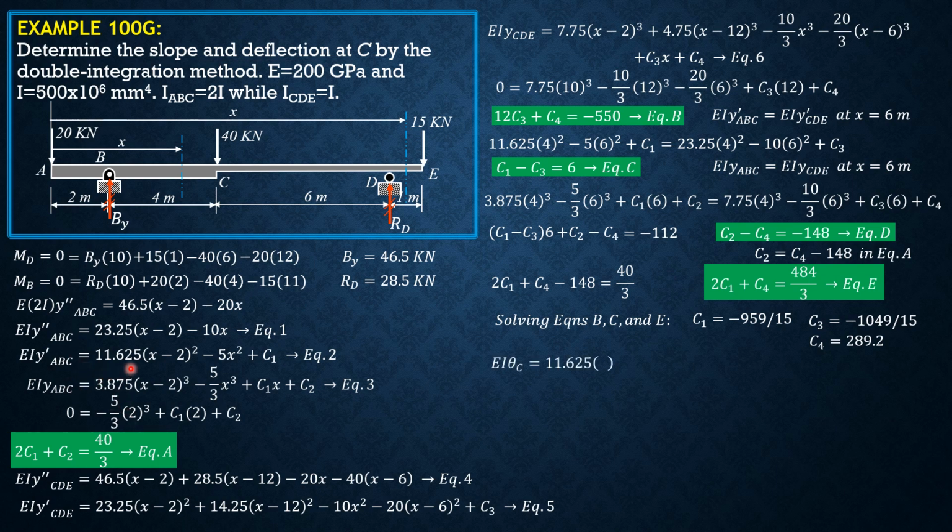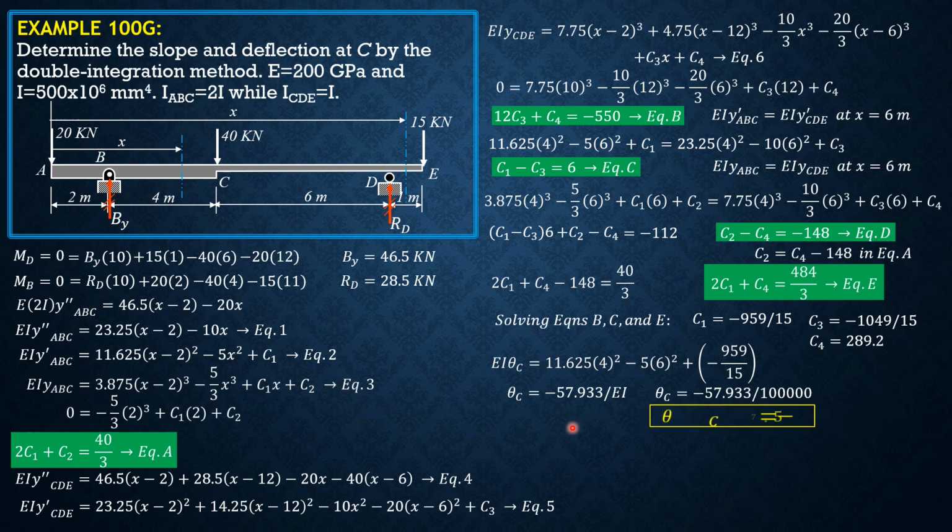EI theta C is 11.625 times 4 squared, (6 minus 2), minus 5 times 6 squared, plus c sub 1, which is negative 959/15. So theta C therefore is equal to negative 57.933 over EI. Because EI is 100,000, we divide by 100,000. So theta C is equal to negative 57.933 over 100,000, so that would be negative 5.7933 times 10 to the negative 3 radians, understood radians.